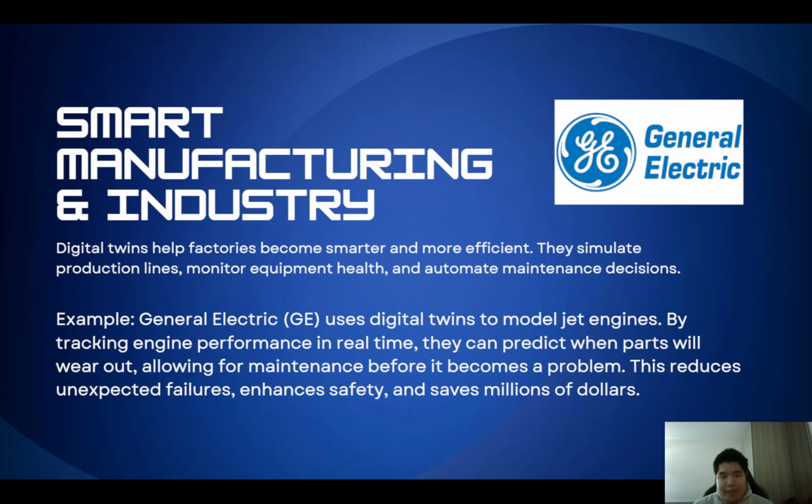uses digital twins to model their jet engines. By tracking engine performance in real time, they can predict when a part will wear out, allowing maintenance before it becomes a real problem. And this of course will reduce unexpected failures, enhance safety, and save millions of dollars because you don't have to pause the process, but we can deal with the problem before it even happens in the real world.